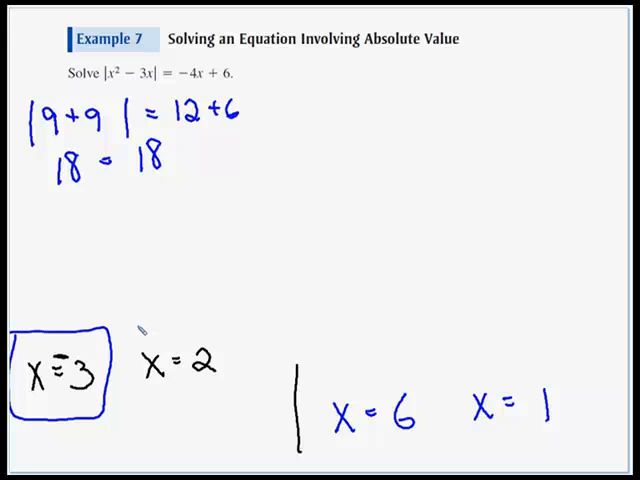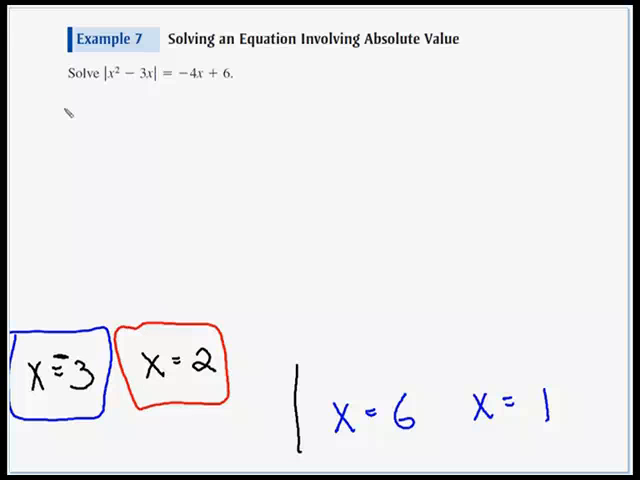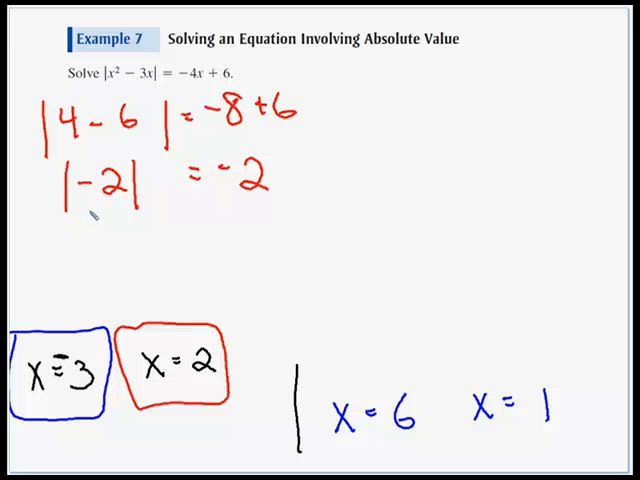Let's check out the positive 2. I'll switch over to red for this one. So x is 2. In the bars, 2 squared is 4, minus 3 times 2 would be 6. Does that equal negative 4 times 2 is negative 8 plus 6. So here on the right, negative 8 plus 6 is negative 2. Here we have 4 minus 6, which is also negative 2, but we're in the bars. And the absolute value bars will make that positive. 2 does not equal negative 2, so we found an extraneous solution.